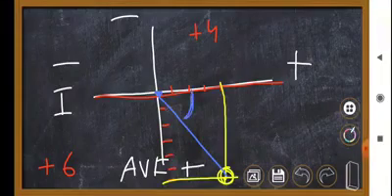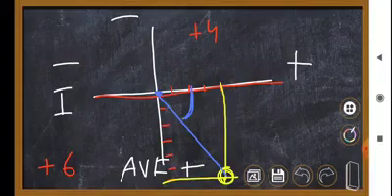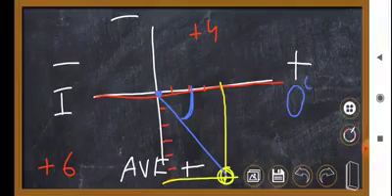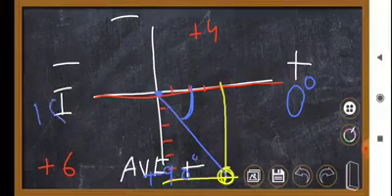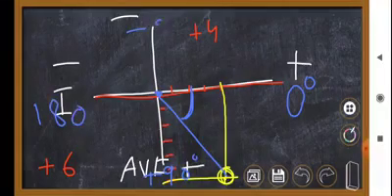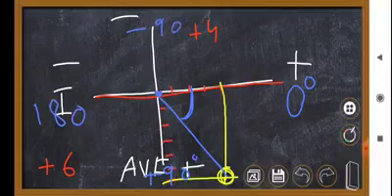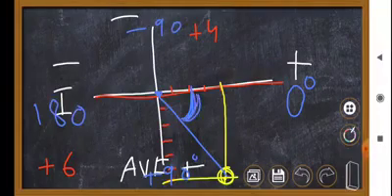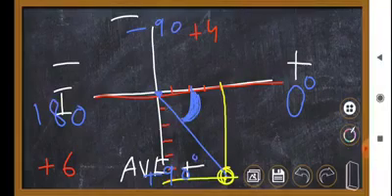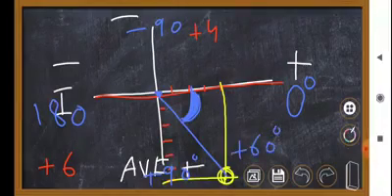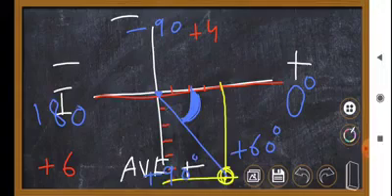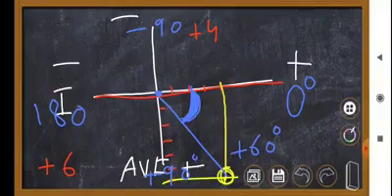We have already discussed that this is 0 degree and this is plus 90 degree and this is 180 degree and this is minus 90 degree. So we will calculate this angle. So this is almost plus 60 degree. So that's how we have exactly calculated the axis of the QRS complex of the ECG we had.